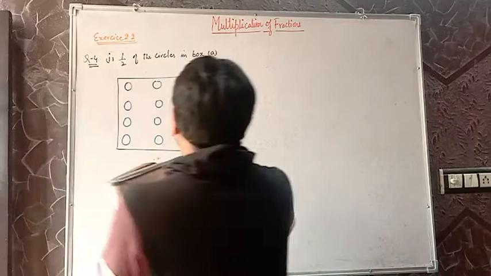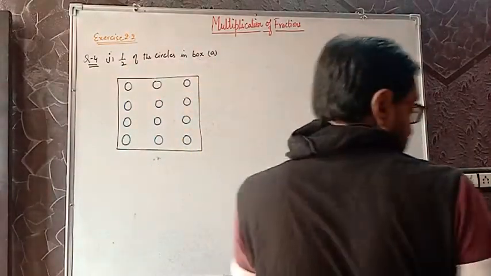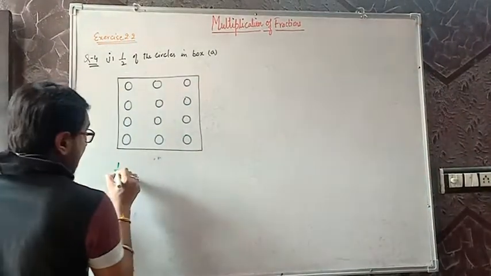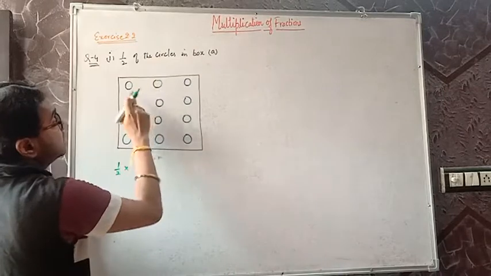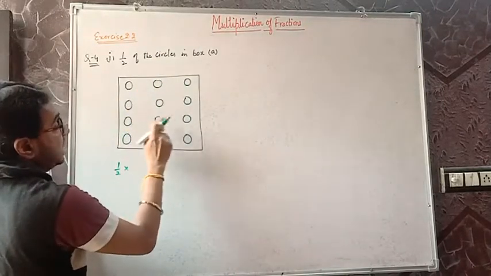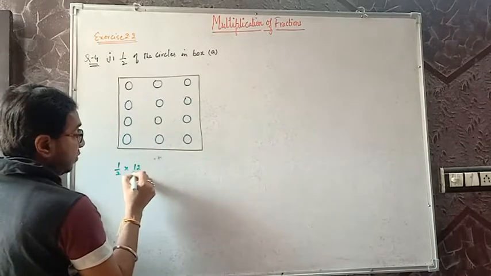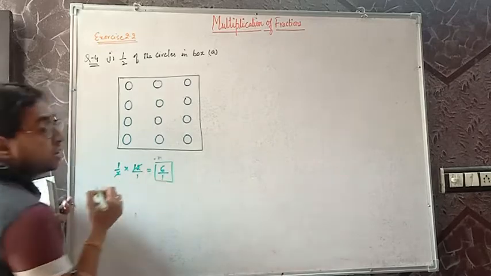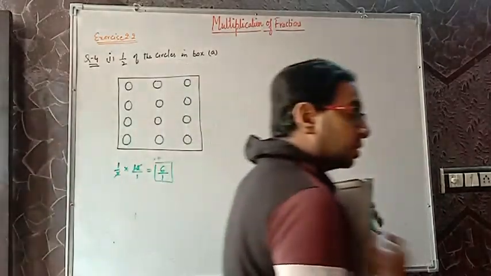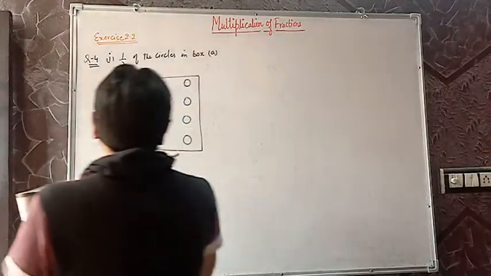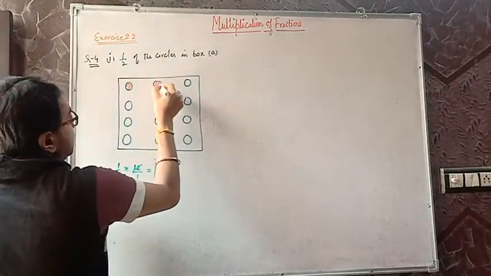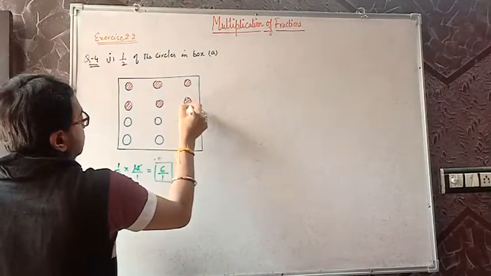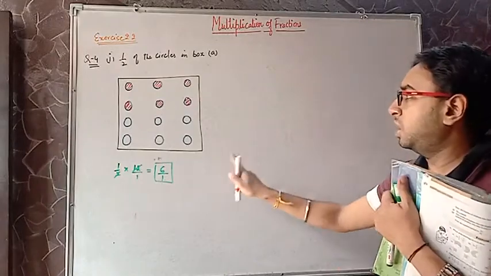He is saying shade half of the circles in box A. What do you mean by this? Half of the circles in the box. How many circles are there in the box? 1, 2, 3, 4, 5, 6, 7, 8, 9, 10, 11, 12. 12 circles. How many circles do we have to shade? We have to shade 6 circles. So shade it. Simple. Any 6 circles you can shade. Done. Are we clear with the question? How to do it?